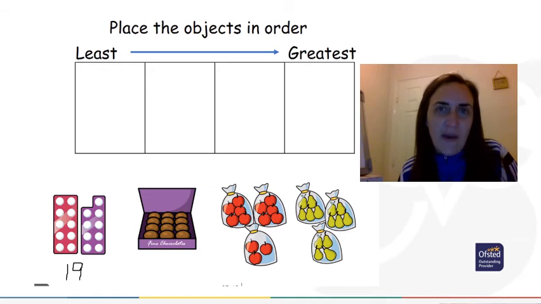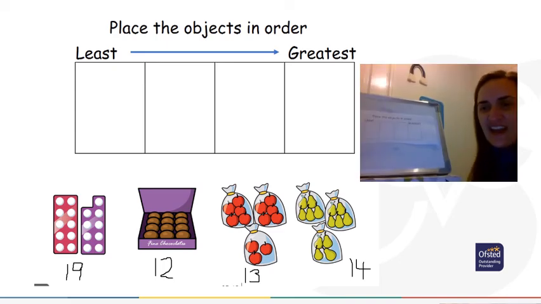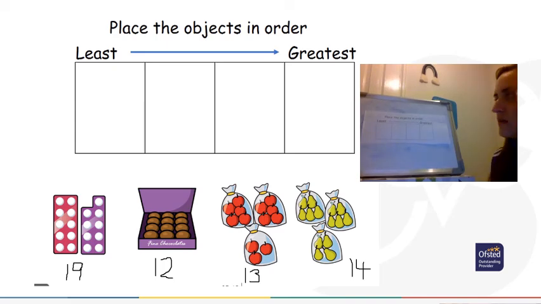How many chocolates are there? 12. 1 and a 2. How many apples? There are 13 apples. And how many pears? There are 14 pears. Okay then, now we're going to order them, and I've got my little sheet here, I've just printed it off here, from least to greatest.